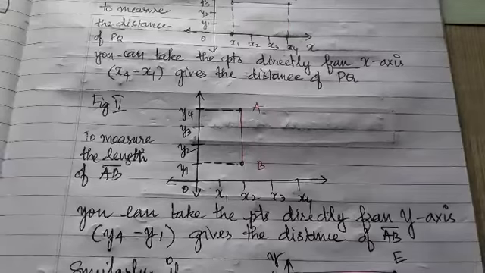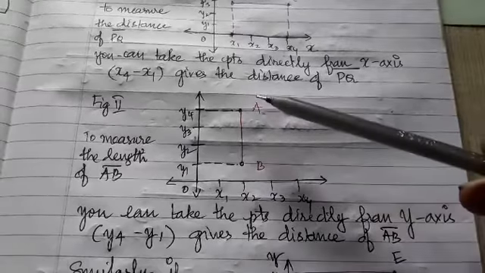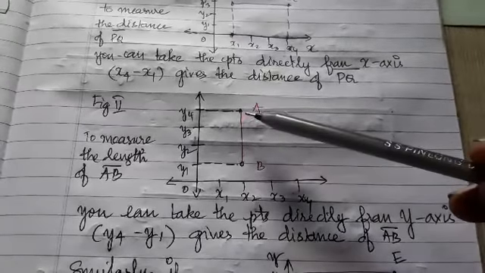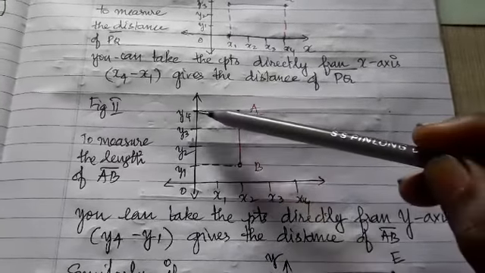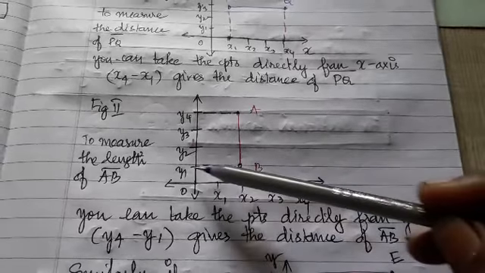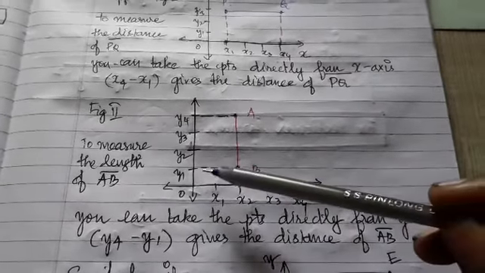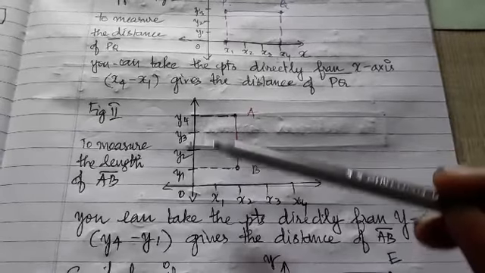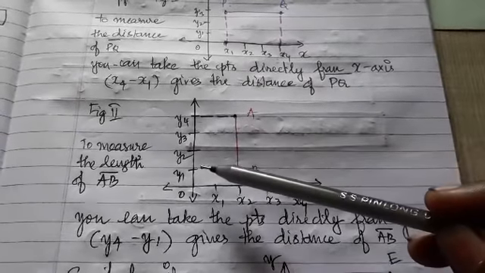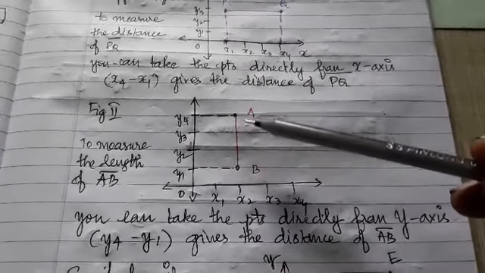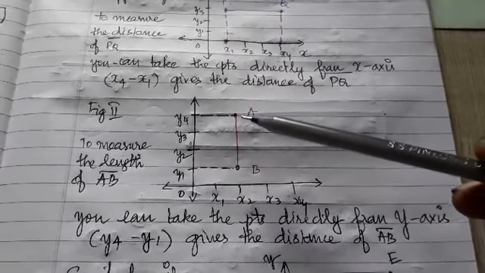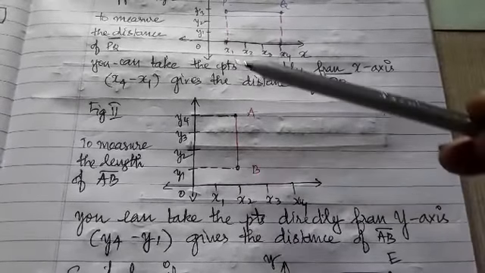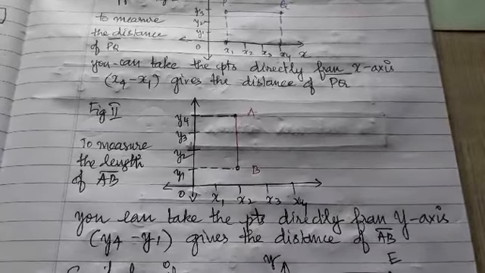In the same way, in figure 2, I am drawing a vertical line. We draw perpendicular lines to the y-axis from point A and point B, and you will get y4 and y1. If you find the difference between y4 and y1, it gives the distance between A and B. So we can measure the distance of AB. This is for a horizontal line and a vertical line.